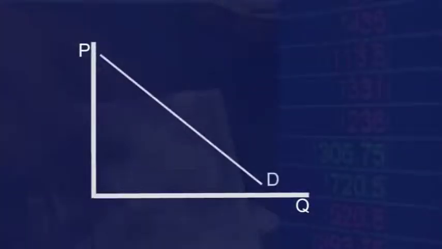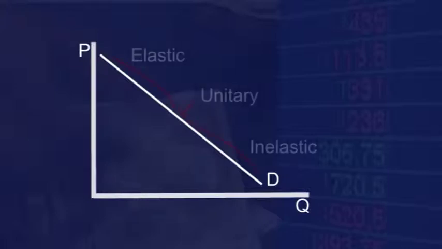Now in this problem, we've got a straight line demand curve. Let's see what happens to the value of the elasticity as we move along the curve. And the answer is that although the slope is constant, the value of the elasticity varies. At the top end of the curve, the proportionate change in quantity demanded is greater than the proportionate change in price. So up here, demand is elastic. At some point, the proportionate change in quantity demanded is the same as the proportionate change in price, so demand is unitary. As price falls even further, demand becomes inelastic. The proportionate change in quantity is less than the proportionate change in price.